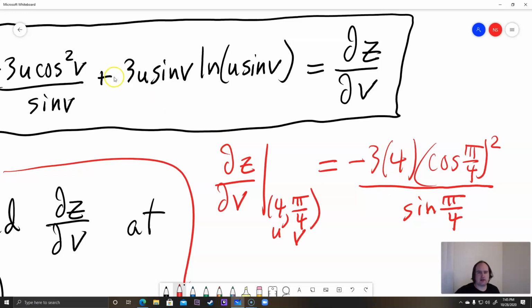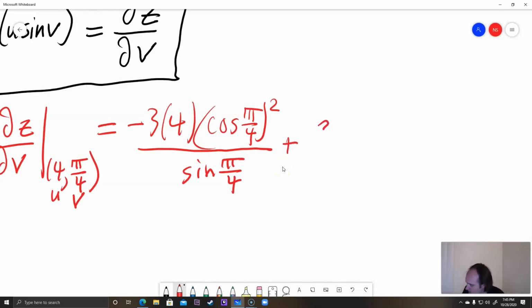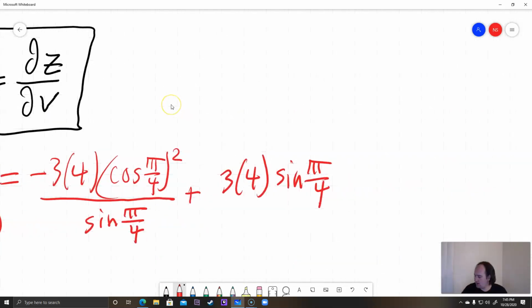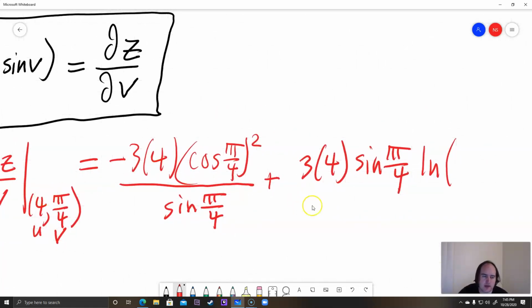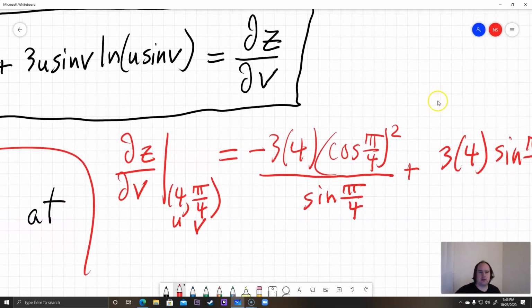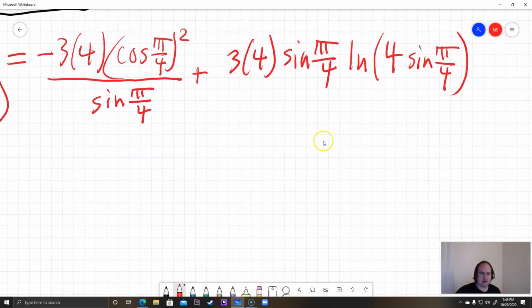Okay, and then this thing is plus 3u sine of v, so that's going to be plus 3 times 4 times sine of pi over 4 times ln of u sine of v. So that's going to be times ln of 4 times sine of pi over 4. Okay, so that's our 3u sine of v times ln of u sine of v. Looks good. And then we can simplify this.